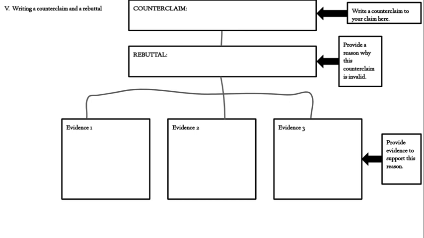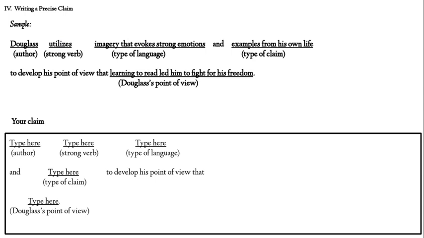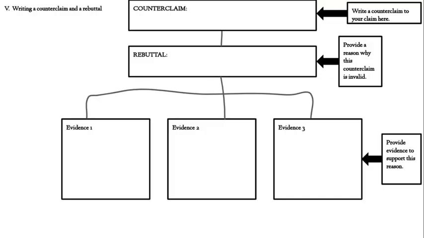So if my claim, going back, is that Douglas utilizes imagery that evokes strong emotions and examples from his life to develop his point of view that learning to read led him to fight for his freedom, someone else might say that he used another type of figurative language, or he used flashback to have a different point of view. And that's what they would write. That's what you would write here, thinking that they're going to counter your claim, go against your claim.